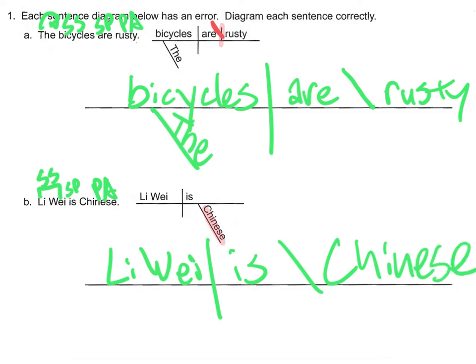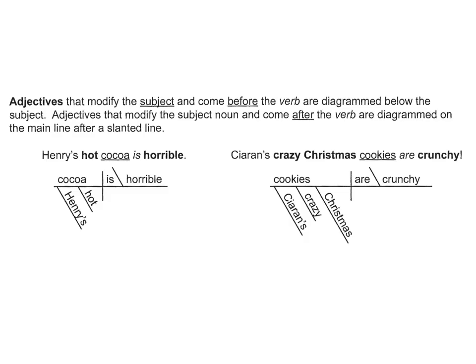And let me tidy up my line a little bit because I accidentally crossed the sentence base. Okay, there we go. Adjectives that modify the subject and come before the verb are diagrammed below the subject, like we've done before. Adjectives that modify the subject that come after the verb are diagrammed on the main line after the slanted line as a predicate adjective.